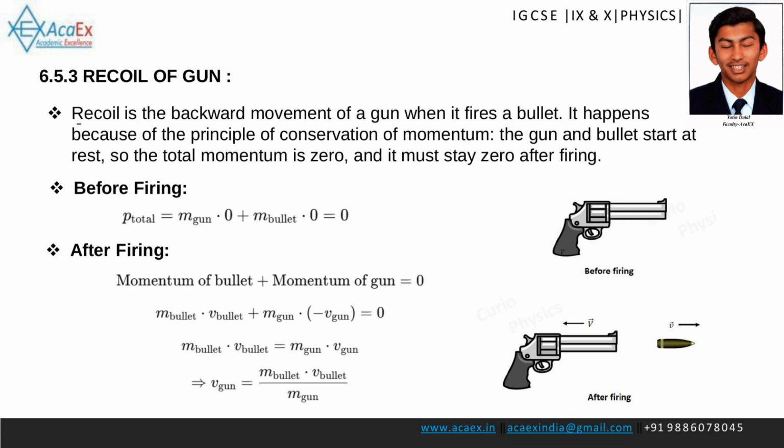Recoil of a gun. Recoil is the backward movement of a gun when it is fired. This happens because of the conservation of momentum. Before firing, the total momentum of the gun and bullet is 0. After firing, the forward momentum of the bullet plus the backward momentum of the gun must still equal 0. This means the momentum of the bullet is equal in size to the momentum of the gun. The recoil velocity of the gun is given by the formula v_gun equals the mass of the bullet times the velocity of the bullet, all divided by the mass of the gun.